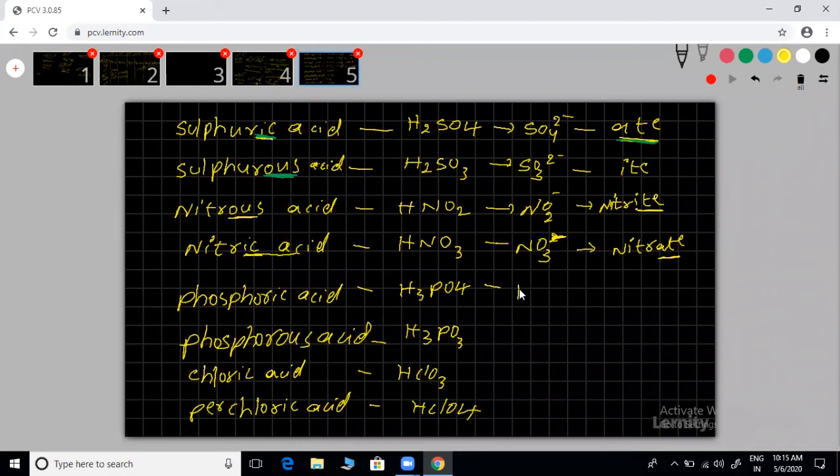What about this, PO4 3 minus? What can you write here? Phosphate. Here you have to keep in mind HPO3 2 minus. You make and write phosphite or hydrogen phosphite. Hydrogen is there, so you can write hydrogen phosphite. Phosphite or hydrogen phosphite. Clear. Okay.